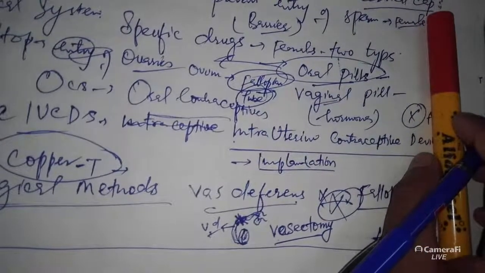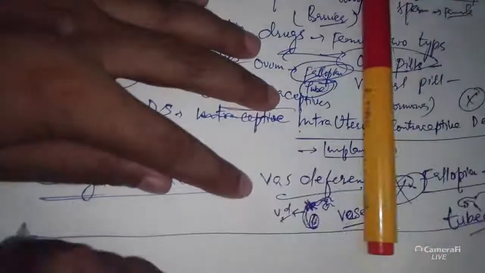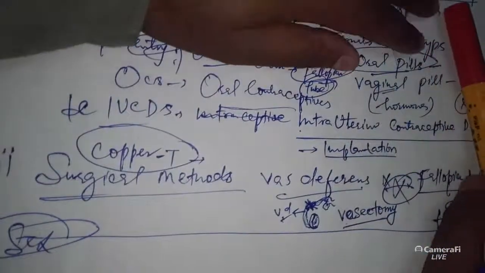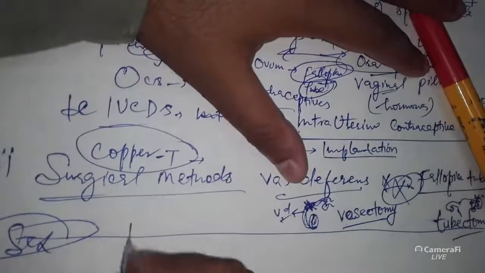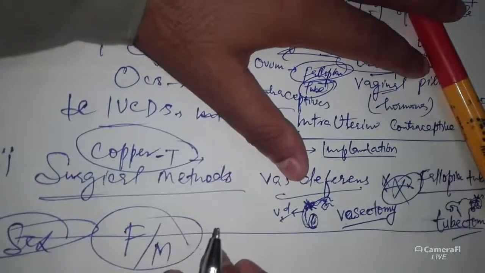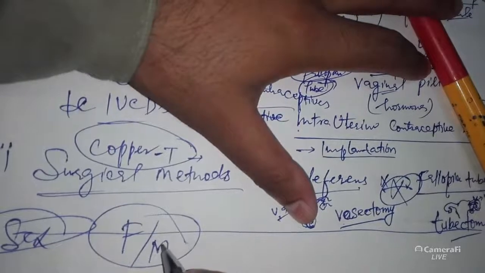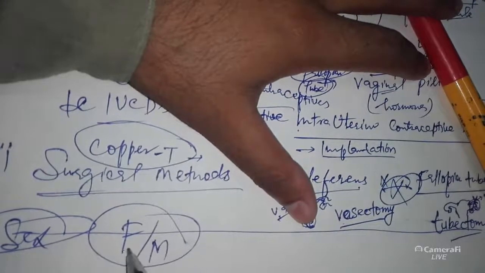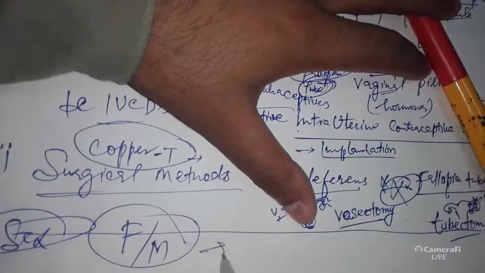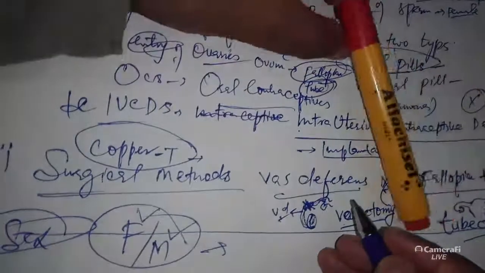Then we have something that is sex ratio. What is sex ratio? Sex ratio means the ratio of the number of females to the number of males, F by M, in a population. How many females are there with regard to the males present in the population? The female to male ratio must be maintained for a healthy society. It is very important to maintain the number of females and males in a society.